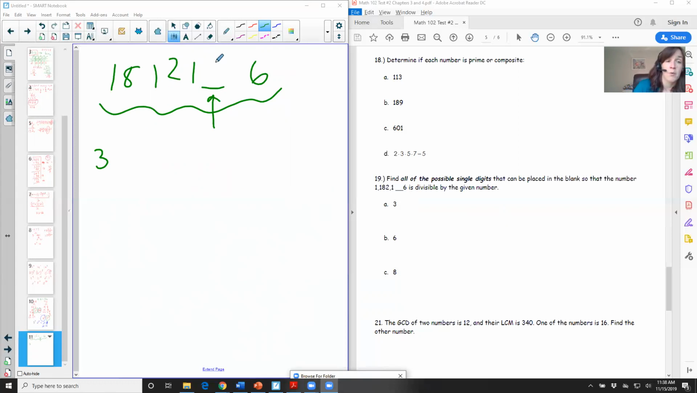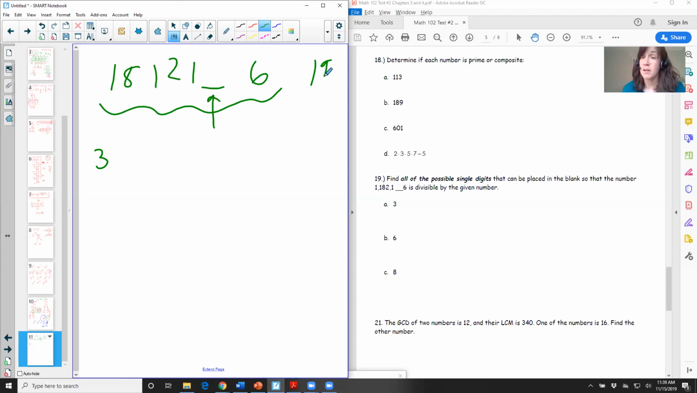When I do that, what I'm looking for is whatever I put in. When something's divisible by 3, the sum of the digits is divisible by 3, which is why I think the issue is with 3 and with 6 that you're having a hard time with. So I'm going to add 1 plus 8 is 9, plus 1 is 10, plus 2 is 12, plus 1 more is 13, plus 6 is 19, right? So I add them all up. I get a sum of 19.